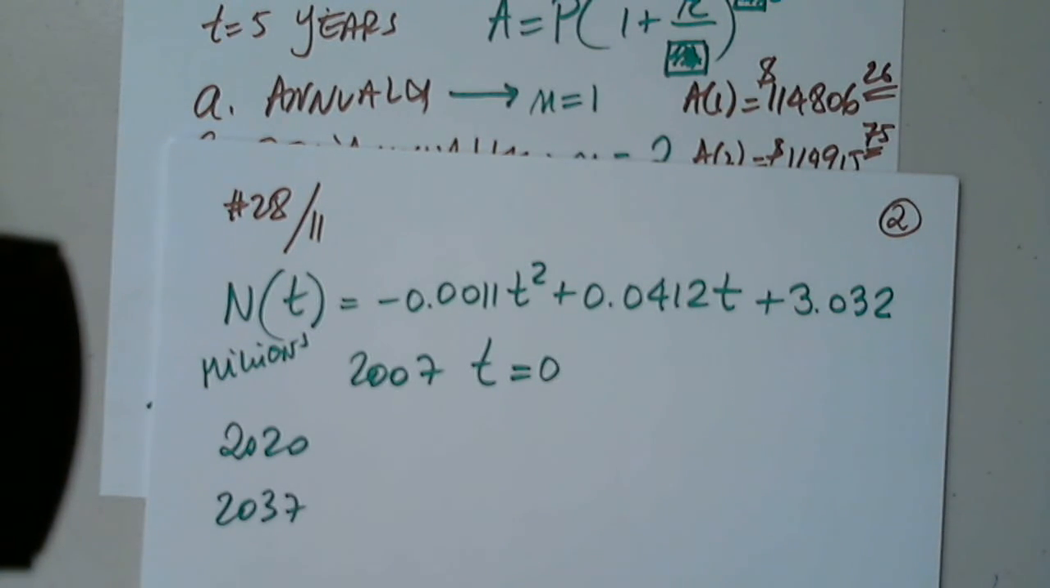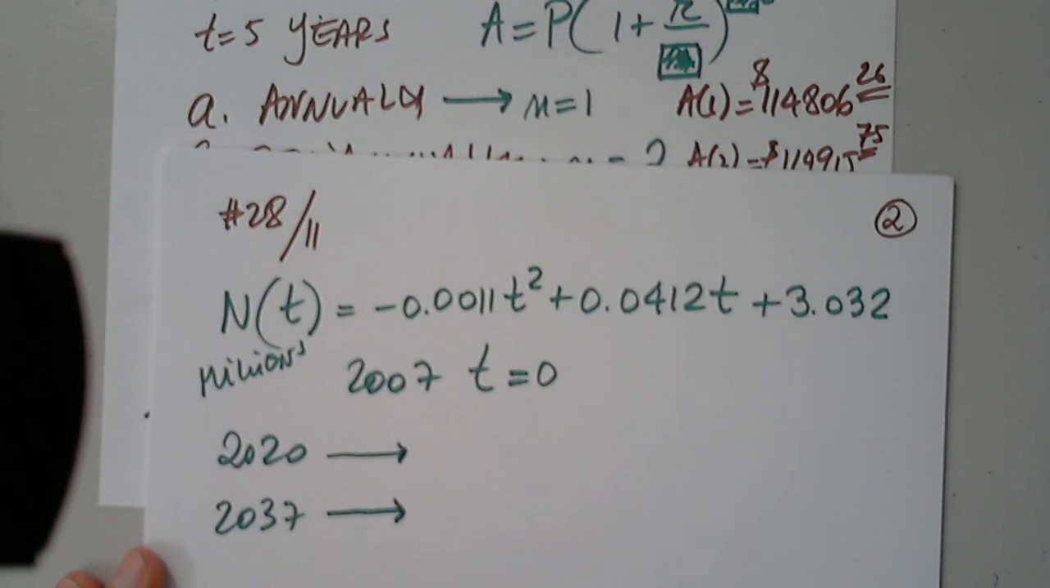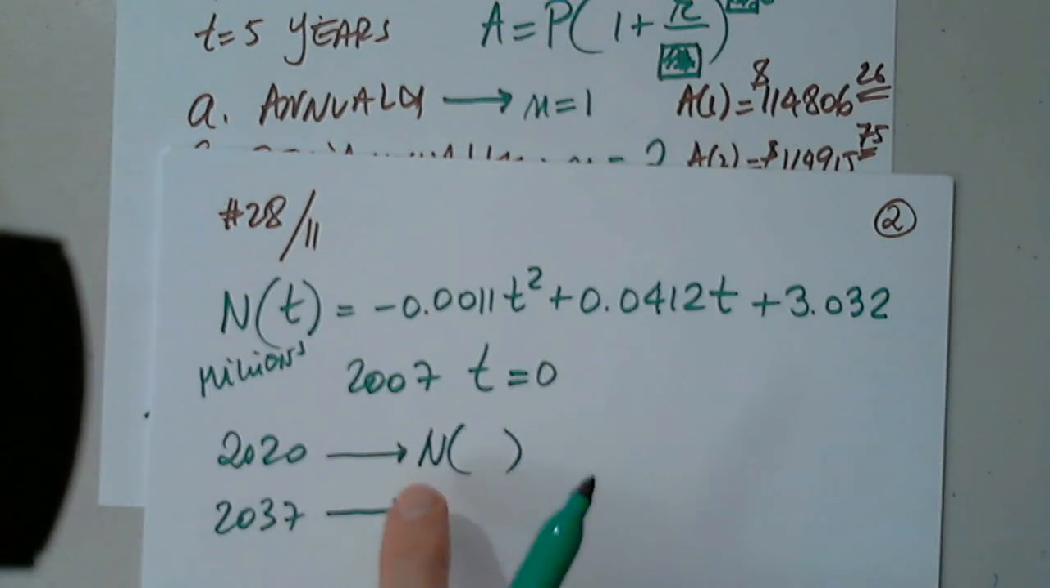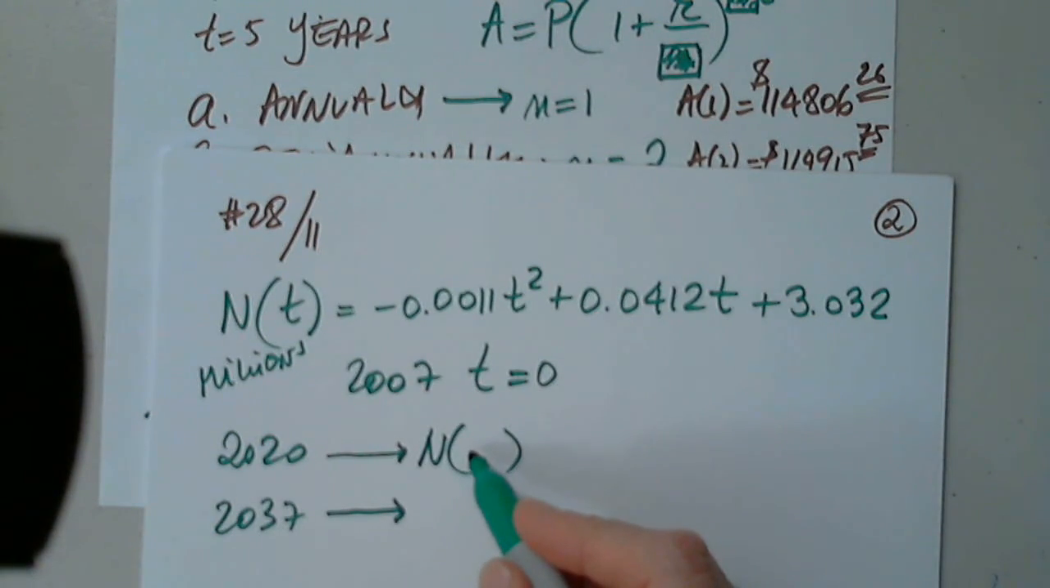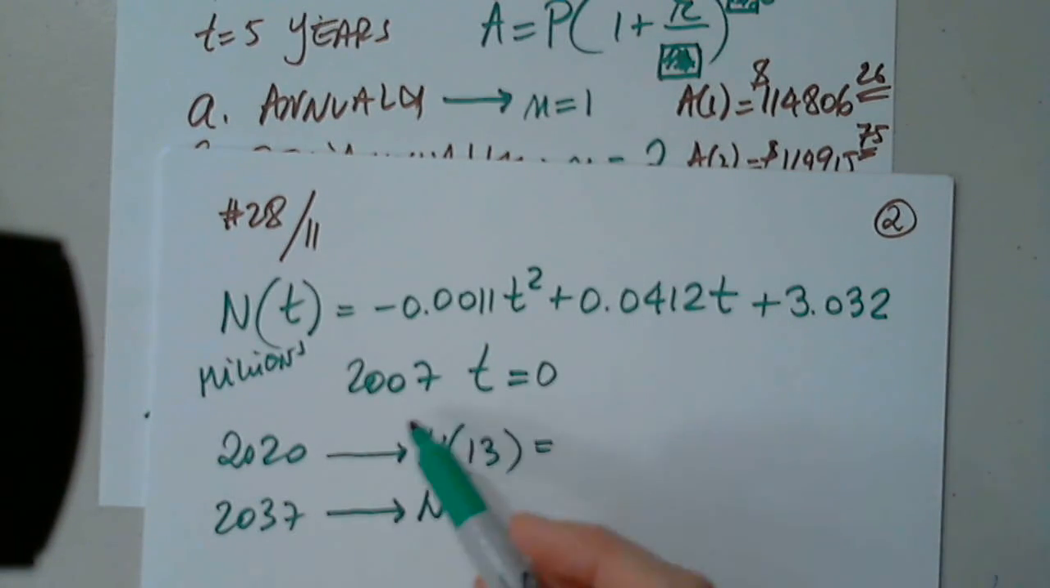Good. So what does that mean? What am I asked to do? Or how do I determine this? Or what is it all about? Plug in t for the difference between 2020 and 2007. Excellent. So here I'm asked to find n of what? It would be n of 13. Excellent. And here I'm asked to find n of 30. That's it. And the question is, how do we do this?